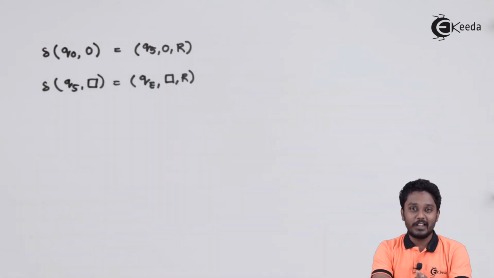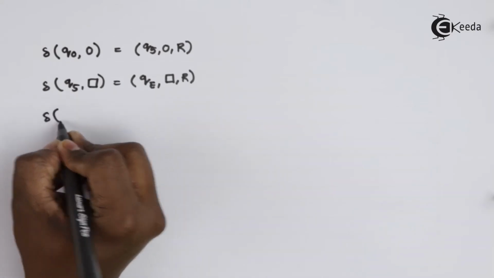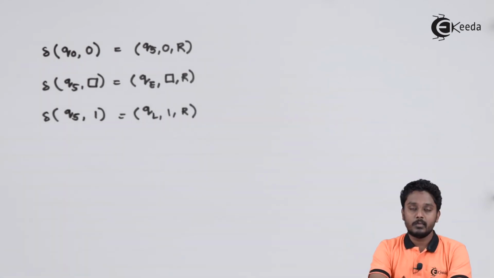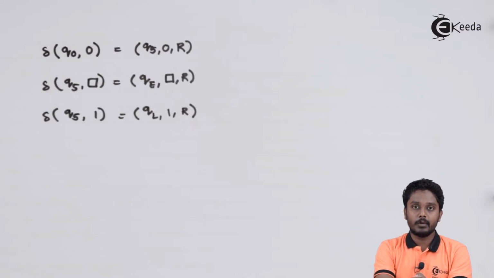From Q5, whenever we see the blank symbol, it means that we have cancelled out an equal number of ones from both strings x and y, and hence we'll go to the state QE. Similarly, from Q5, whenever we see a 1, which means that number y is having an exceeding number of ones as compared to number x, and hence we'll have a transition to the state QL.